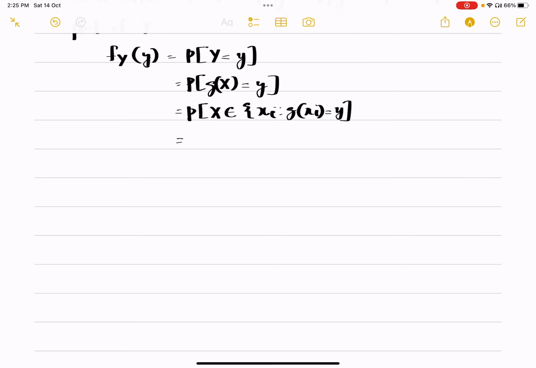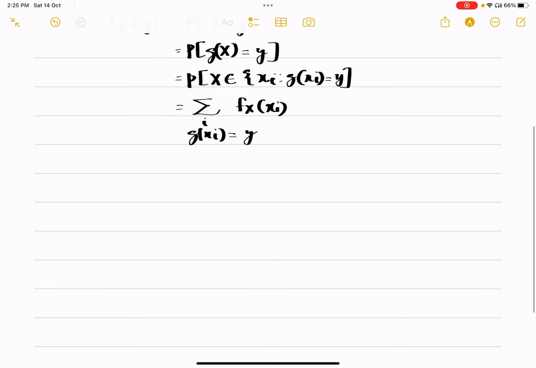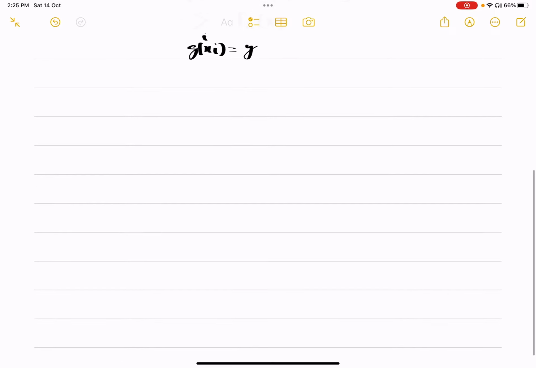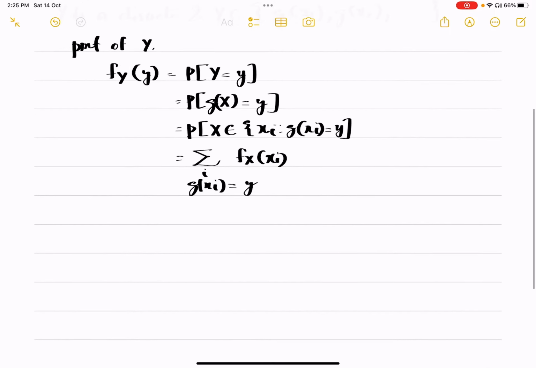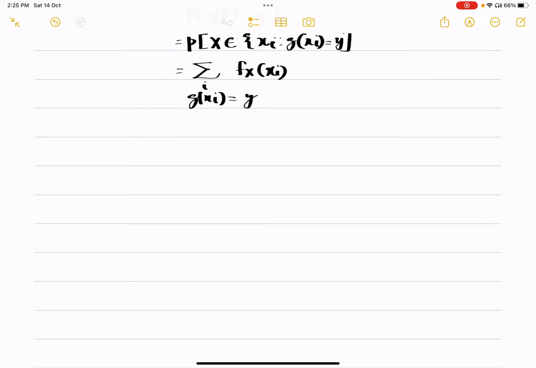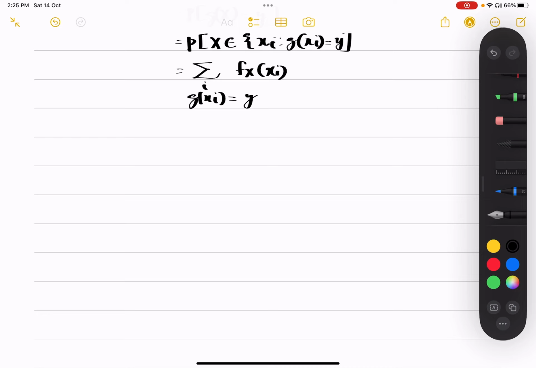right? So what does it mean? Ultimately we have to add fX of xi for all i's such that g of xi is equal to y. To make this more clear, let's take a few examples. Let's use another color for this. Okay, let's take an example.